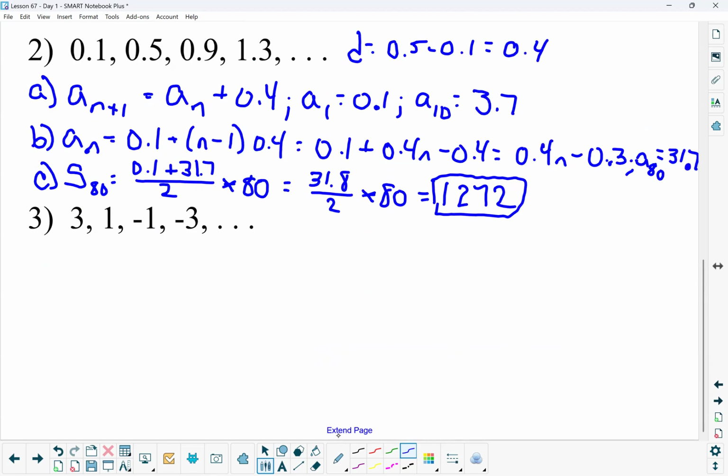Example 3. Again, starting with our recursive definition, my next term, a sub n plus 1, equals my previous term, a sub n, plus my common difference. And in this case, for my common difference, I'm going to take 1 minus 3. That common difference is negative 2. So yes, I'm actually subtracting 2 each time. But technically, to be an arithmetic sequence, we add the same amount every time. So we're adding negative 2.